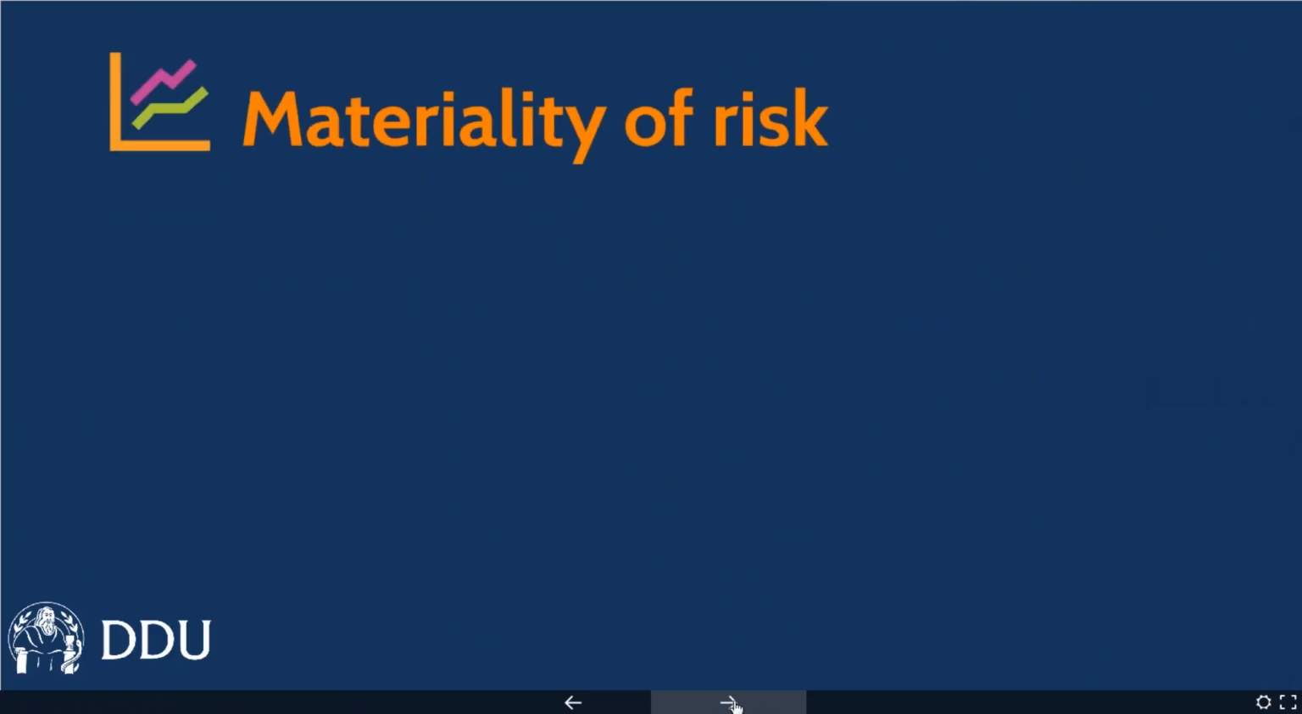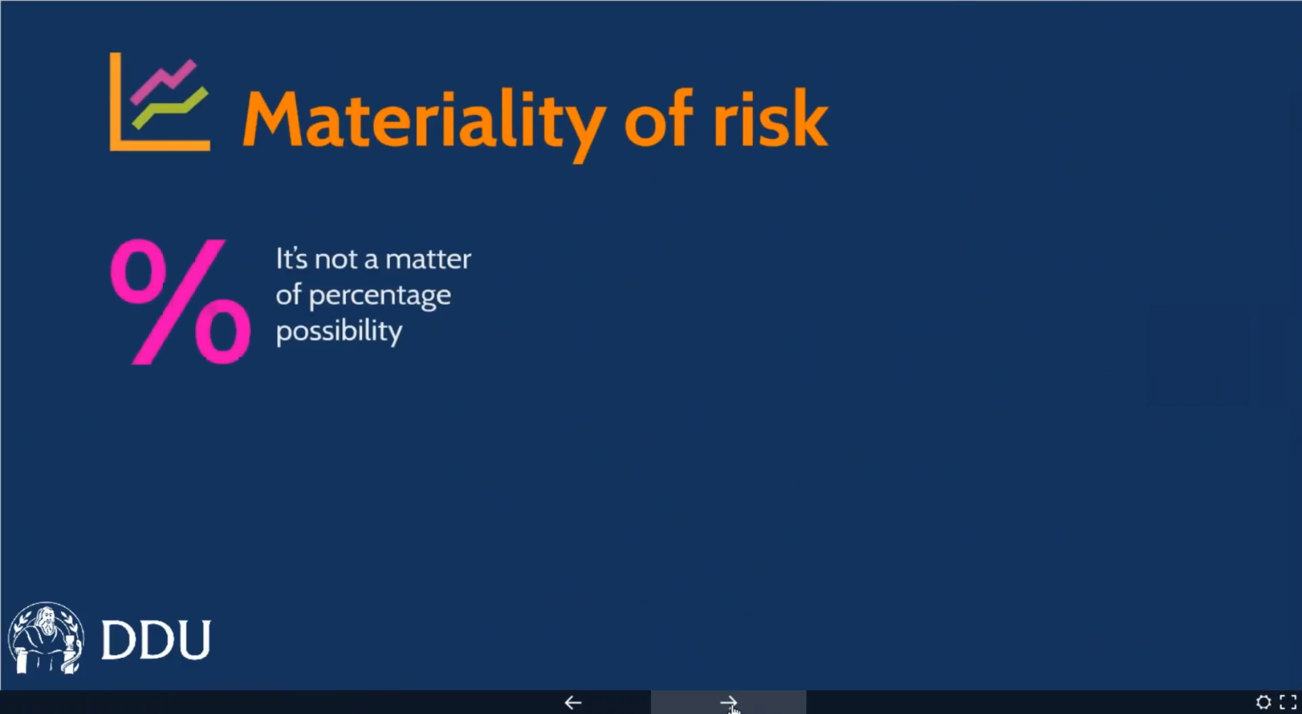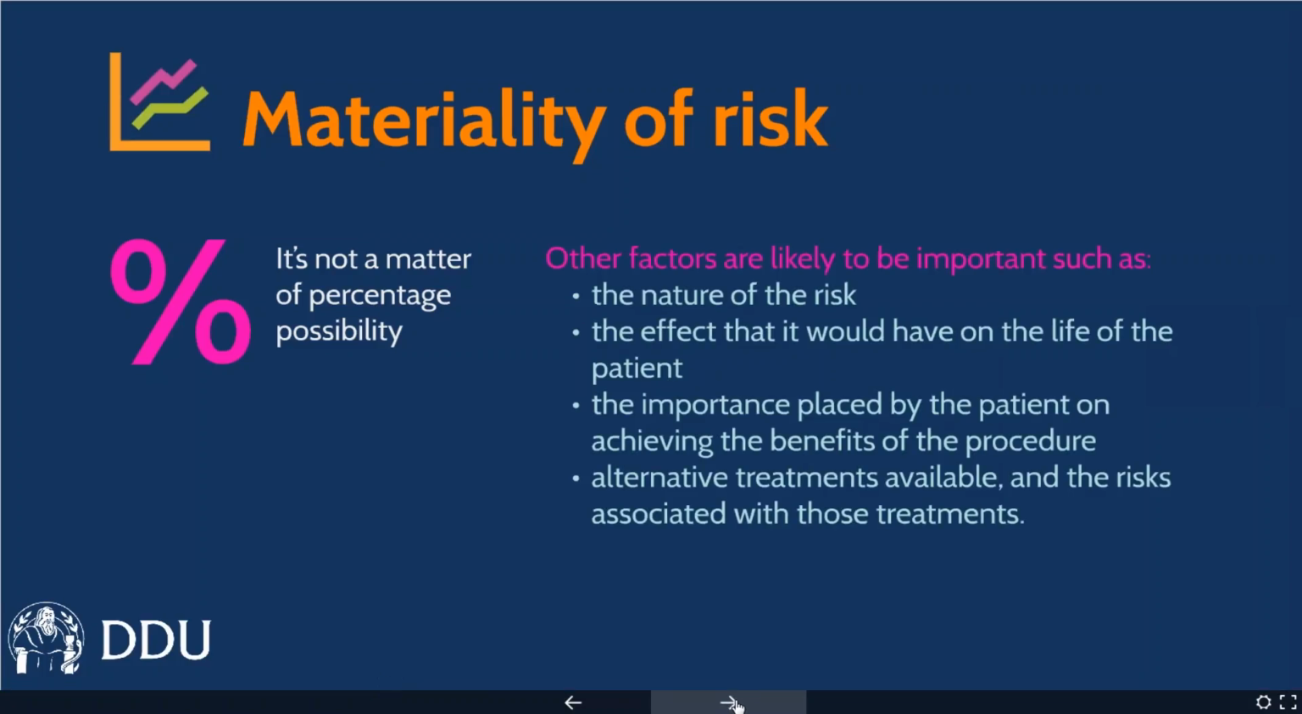Let's have a look at materiality of risk and see what we mean by that. And I'll give you perhaps an example that we all would understand on a day-by-day basis. So it's not the percentage risk of a complication or of harm occurring. These are the factors that determine the materiality of the risk. So the nature of it, the effect that it would have on the life of that patient, and the importance that would be placed by that particular patient, not only of achieving the benefits of the procedure, but of the risks associated.